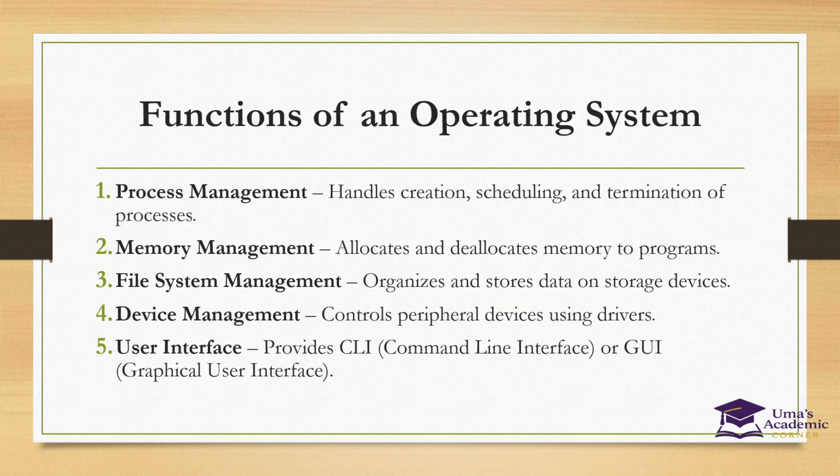Functions of an operating system. In the functions of an operating system, we have process management, which handles creating, scheduling, and terminating processes. It handles process scheduling, multitasking, and synchronization, and also ensures smooth execution of multiple programs using CPU scheduling algorithms. Next one is memory management.